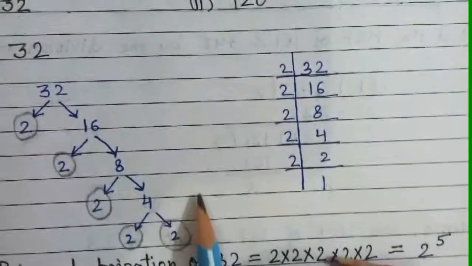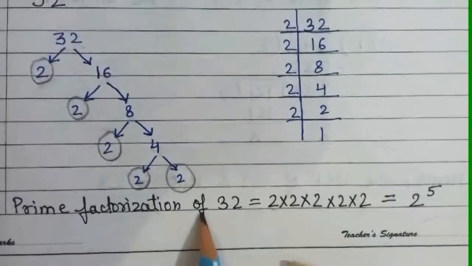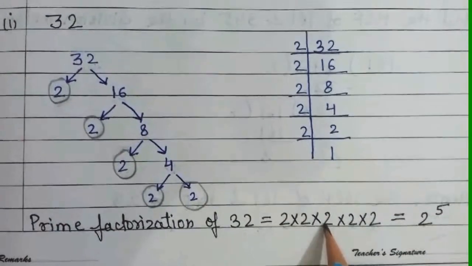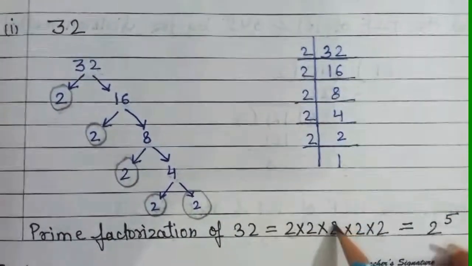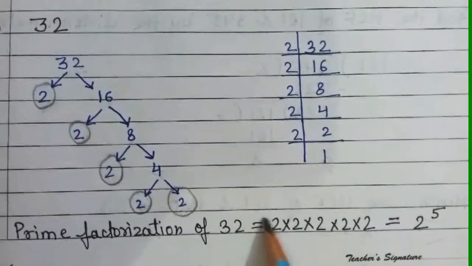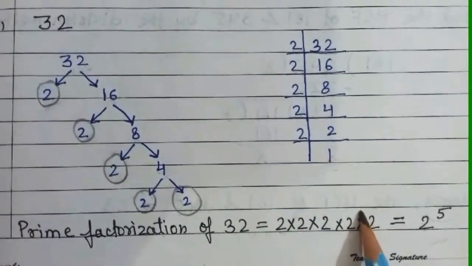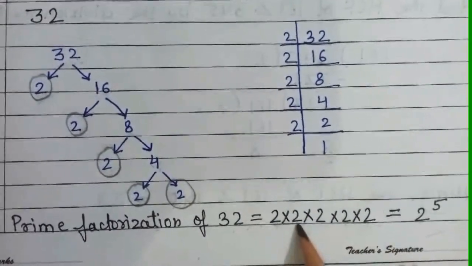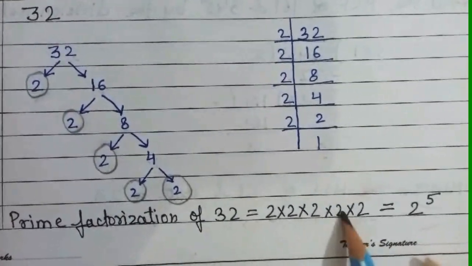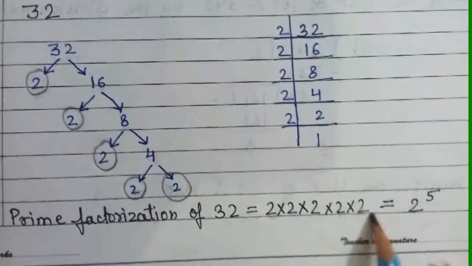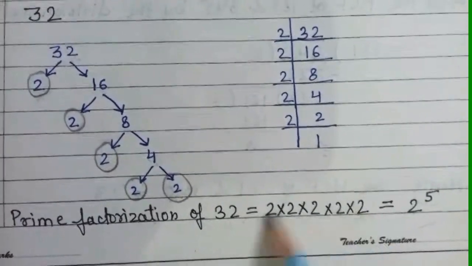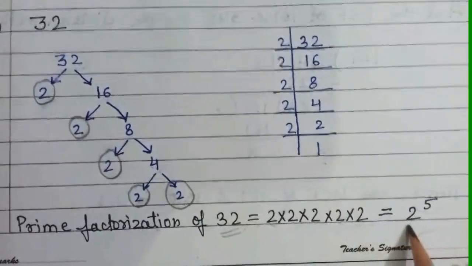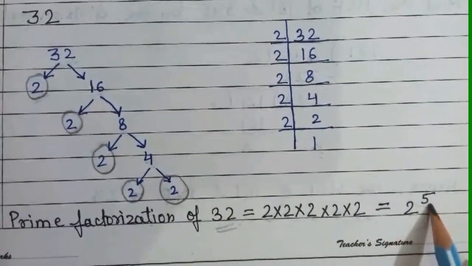Okay. Now prime factorization of 32: 2 into 2 into 2 into 2 into 2. Right? We multiply all the prime factors and remember the product is the number itself. 2 2s are 4, 4 2s are 8, 8 2s are 16, 16 2s are 32. So the product is the number itself, 32, and we write it as 2 raised to the power 5.